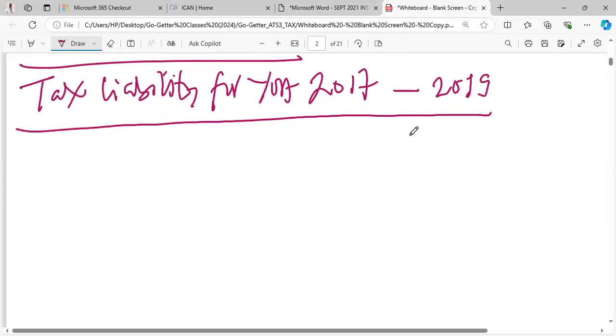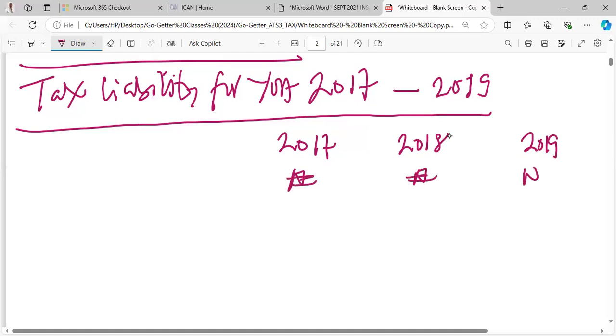So this is what you are going to do now. You do them year by year. You can decide to do them in this tabular form, or you can decide to do it one year after the other. So let's assume that you're doing it like this. Okay, let's do them one after the other. Of course, I can decide to do it 2017, 2018, and 2019. Let me do it this way now.